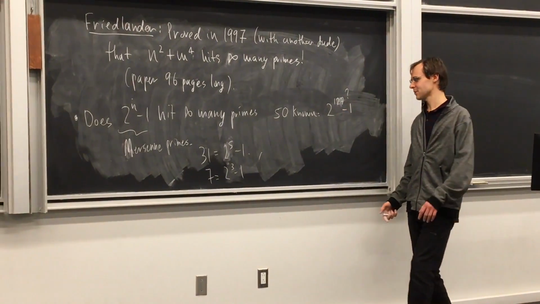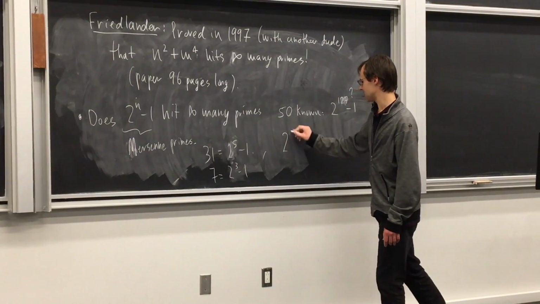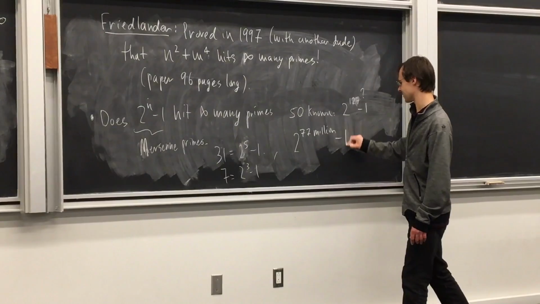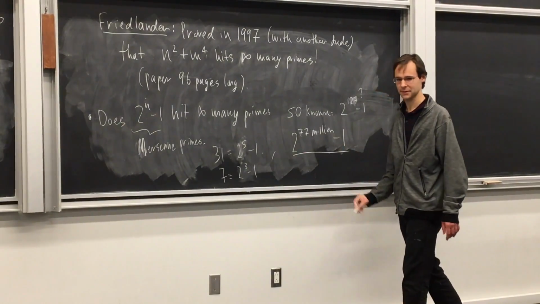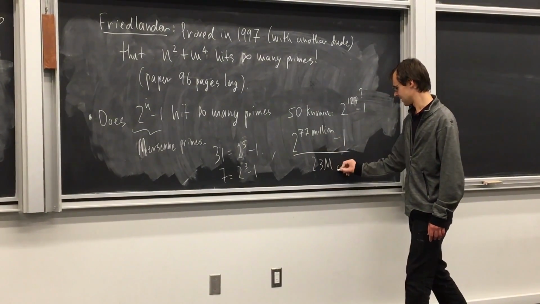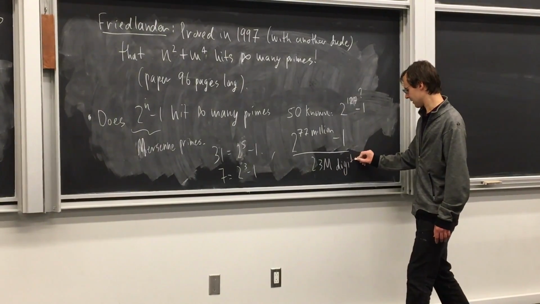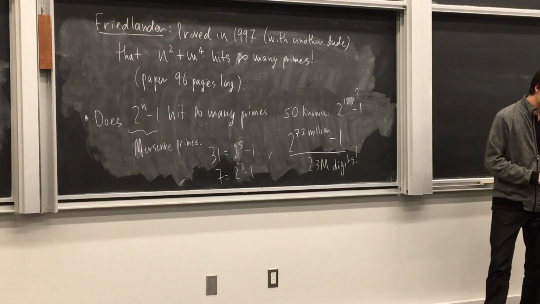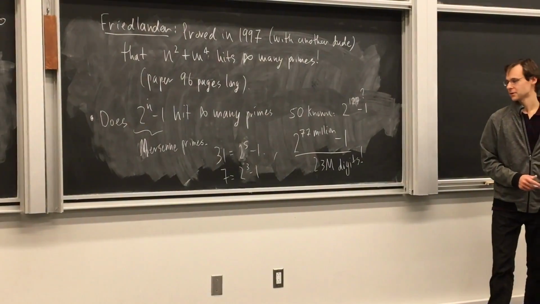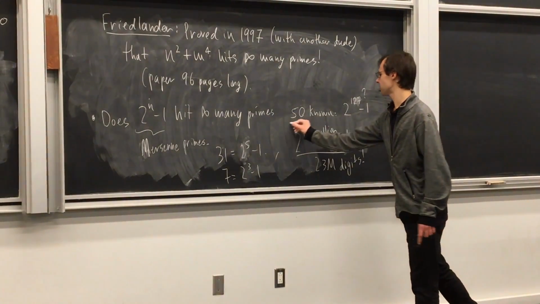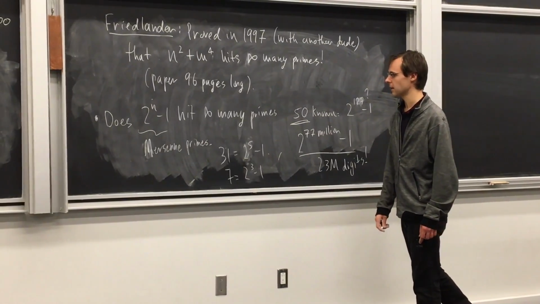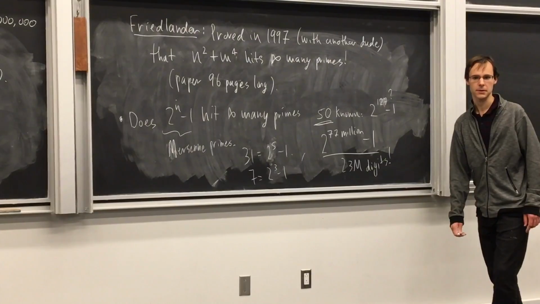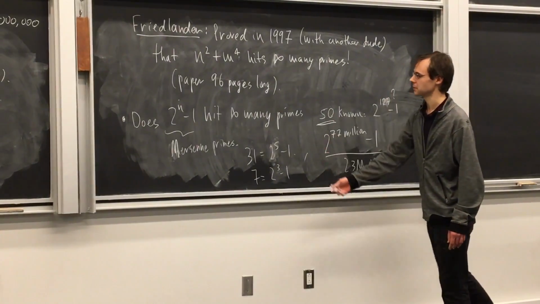The largest one that was verified by computer is 2 to the 77 million minus 1. So this is a number with something like 23 million digits. And of course it was found by computer. So that's the largest prime known, and it's the largest Mersenne prime that's known. But there are only 50 of them known so far. And of course it's conjectured that there's infinitely many that can be written in this form. But again, no one can prove this.